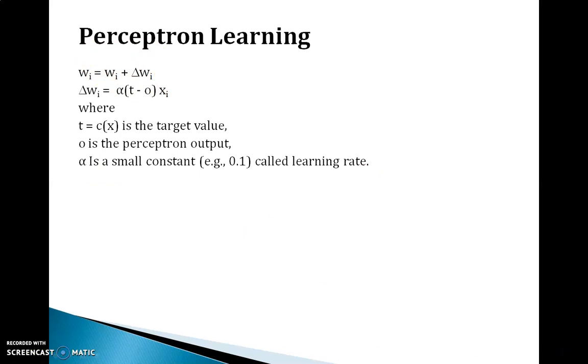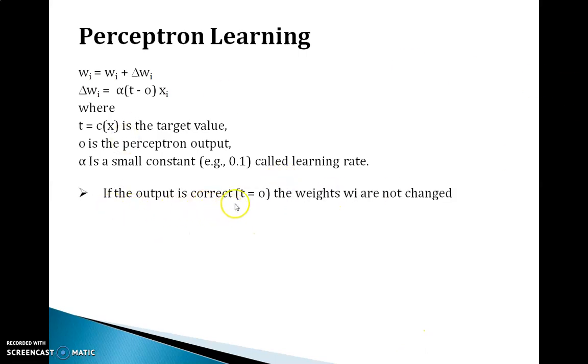Perceptron learning happens because of the weight updation. Weight updation equals the weight value plus the change of the weight. The change of the weight we calculate from the difference between the target and the calculated output. Here T is the target value, O is the perceptron output, and alpha is the learning rate. Generally, we prefer the value 0.1 for the perceptron neural network.